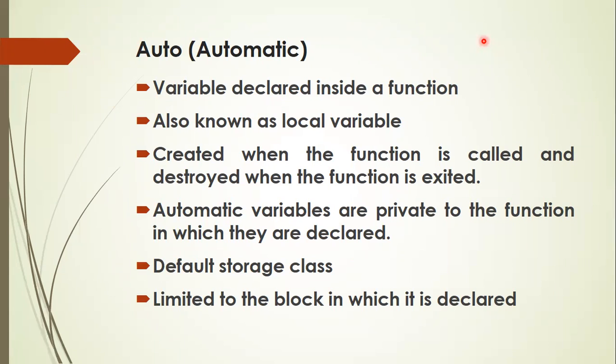Automatic variables are private to the function. Private and local are one and the same. For any variable, if you don't mention the storage class, it is considered an automatic variable. So the auto storage class is the default storage class. As the name indicates, and as I told earlier, the scope of an automatic variable is limited to the block in which it is declared. The block can be a function.